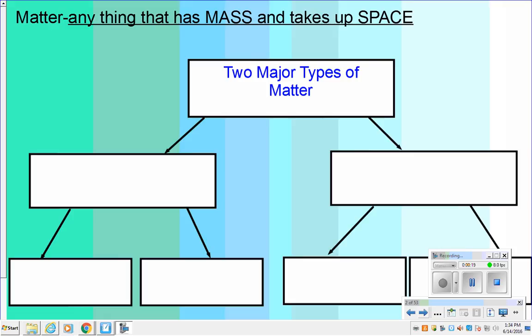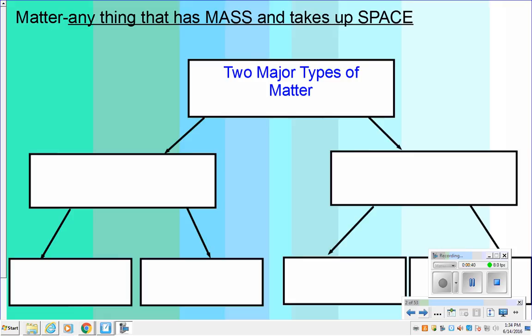What I think is sometimes confusing is that when you hear this definition, you think, well, isn't everything matter? Matter is most of the things we think about handling every day, but some things like energy are actually not classified as matter. They don't actually have mass, and they don't actually take up space. For now, let's focus on matter.